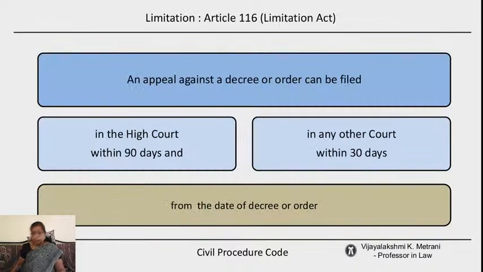Then what is the limitation for the appeal? In the CPC it does not give any limitation, but Article 116 of the Limitation Act provides that when an appeal is filed against a decree or order in any other court, it has to be filed within 30 days. If it is in the High Court, it should be filed within 90 days. That is the period of appeal from the date of decree or order.